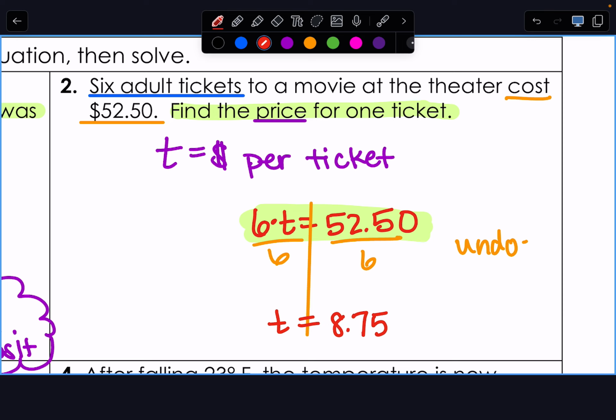Okay, does a decimal answer sound okay in this case? Yeah, because we're talking about money. Let's go back. What does T represent? Cost per ticket. So it is $8.75 per adult ticket. And if you write just ticket, that's fine.